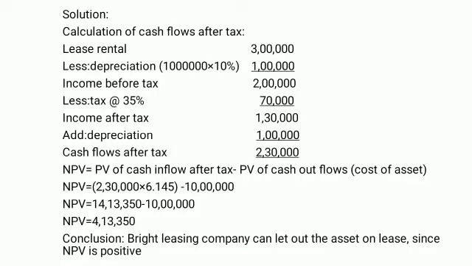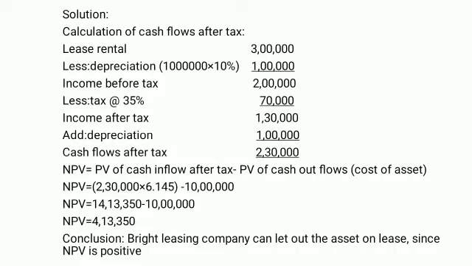From this income, we have to subtract the tax at 35%, that is 70,000. Later on, we'll arrive at income after tax, that is 1,30,000. And to this income after tax, we have to add back the depreciation, that is 1 lakh. So finally, we have arrived at cash flows after tax as 2,30,000.